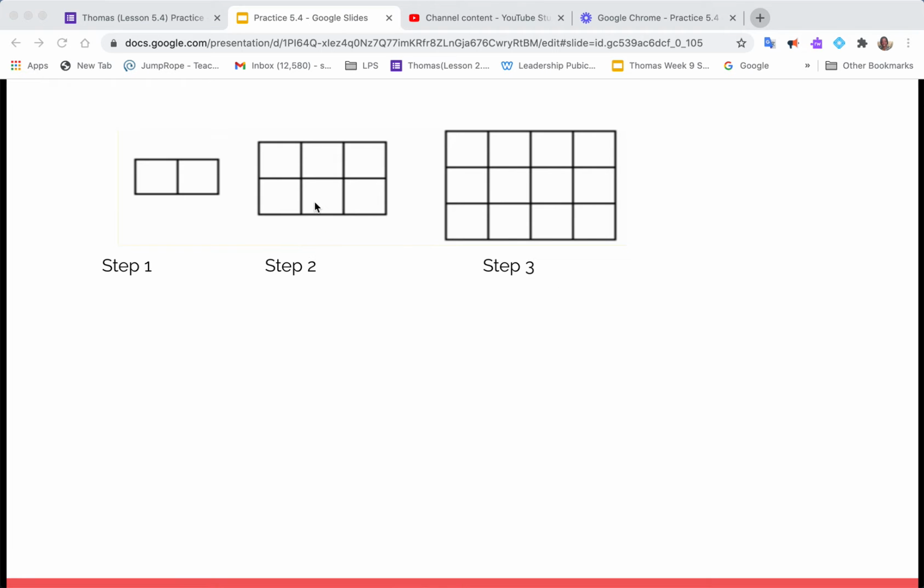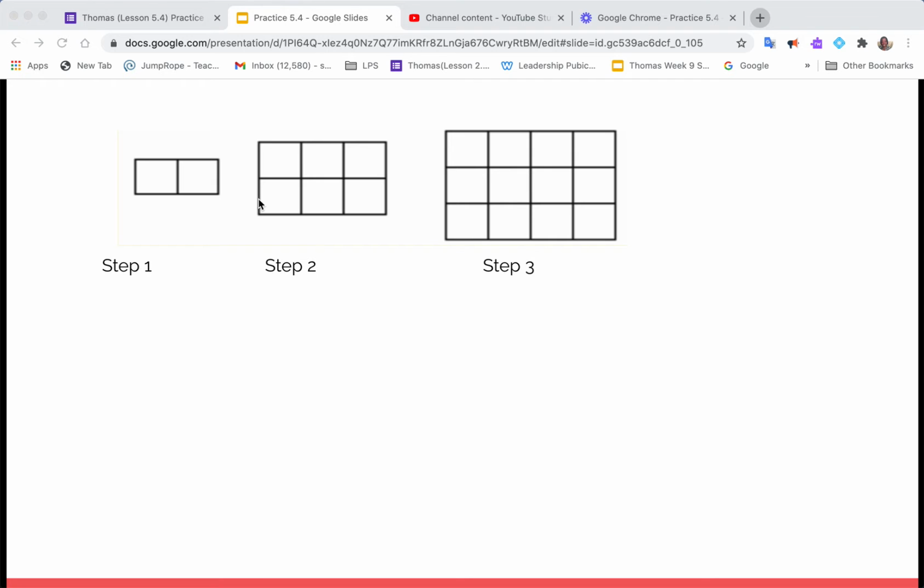Okay, so this question is asking us to identify the type of growth that is shown. Also, we are finding the expression that represents the growth pattern and the total number of squares in the sixth step in the pattern. So, as usual, my approach is just let's start by checking numbers.